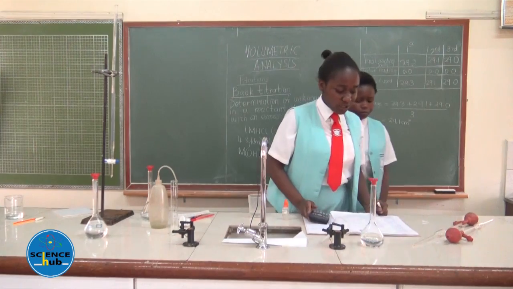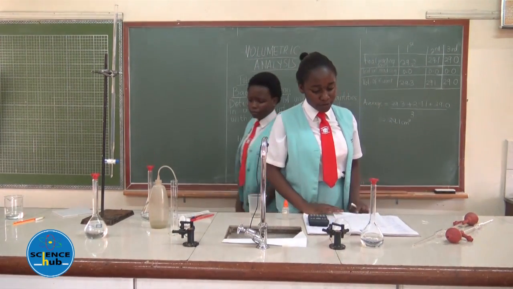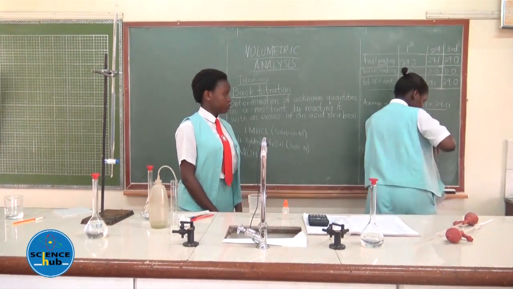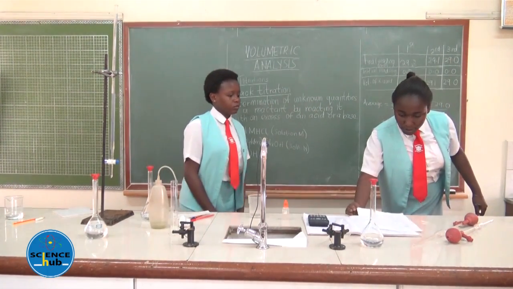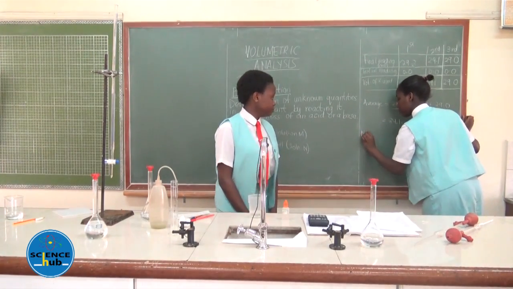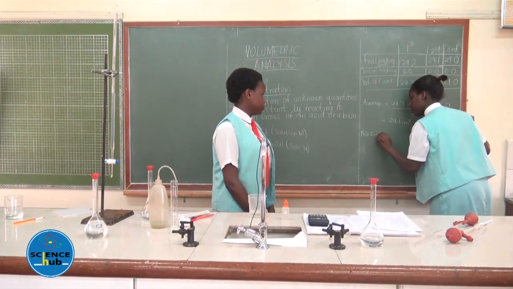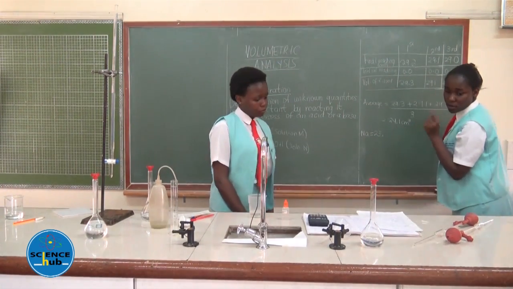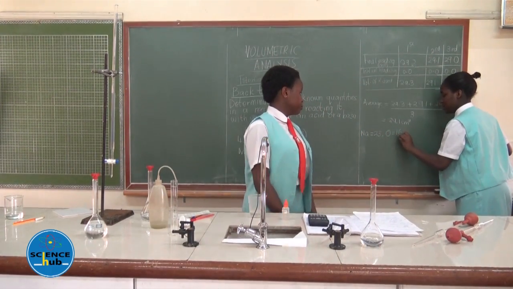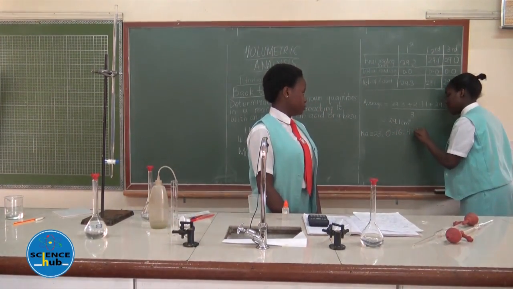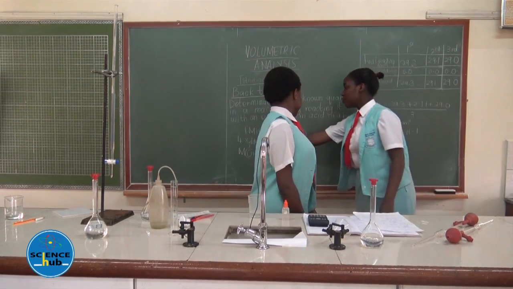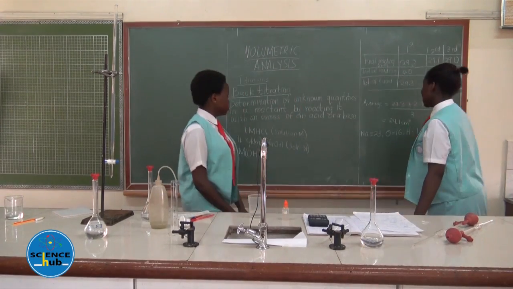Then the second question is to calculate the concentration of solution N in moles per liter. We are given the relative molecular mass for sodium 23, for oxygen 16, hydrogen 1. So from the question we are told that there are 4.8 grams per decimeter cubed.